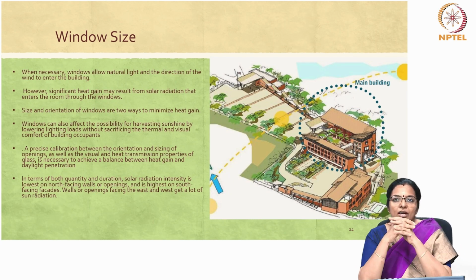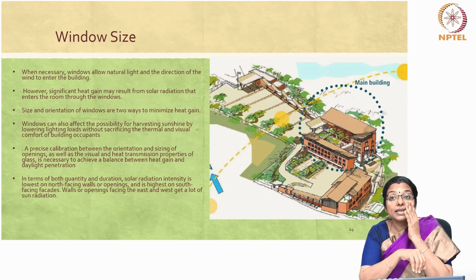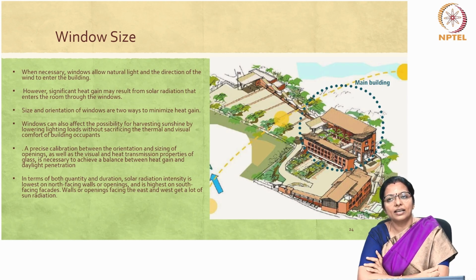So, let us look at window sizes. Now, windows are complex, multifunctional, carbon intensive, expensive, difficult to get right, and too often they are designed primarily for aesthetics. When necessary, windows allow natural light and the direction of the wind to enter the building. However, significant heat gain may result from solar radiation that enters the room through the windows. Size and orientation of windows are two ways to minimize heat gain.